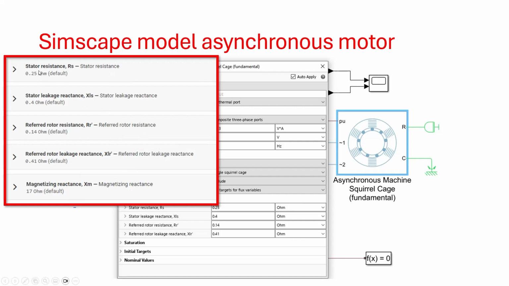When we summarize it, we see that it requests the stator resistance, the stator leakage reactance, the referred rotor resistance, the referred rotor leakage reactance, and the magnetizing reactance. So we have to figure out or define a couple of tests to figure out how we can come to a solution for these parameters. So what are we going to do?